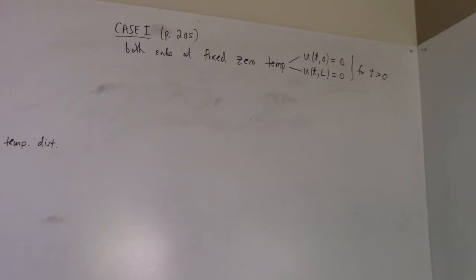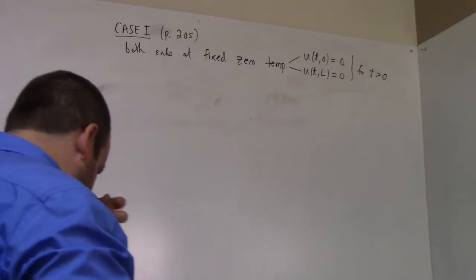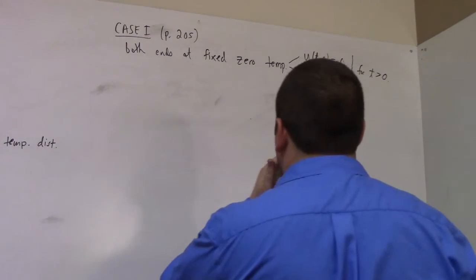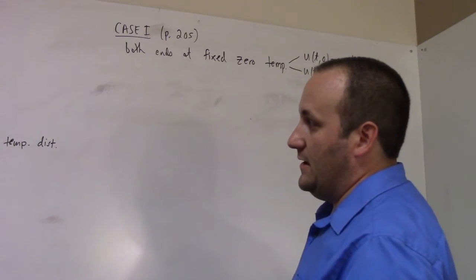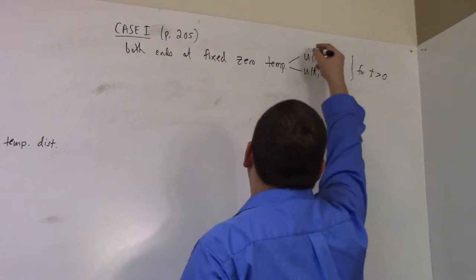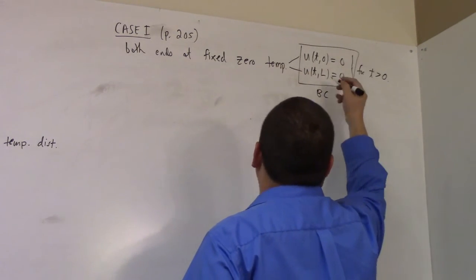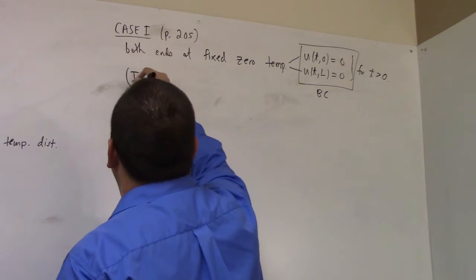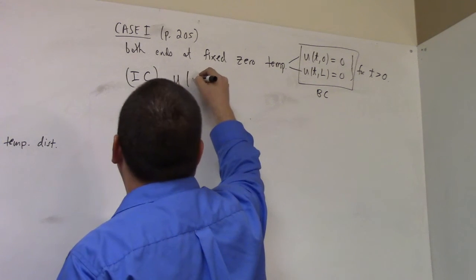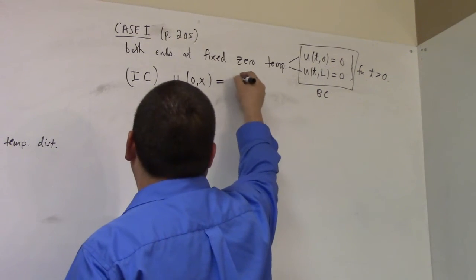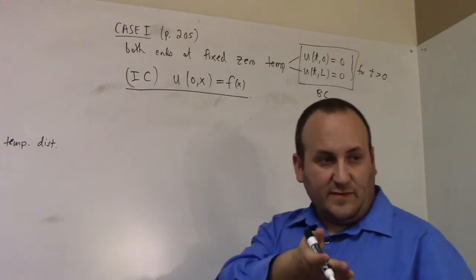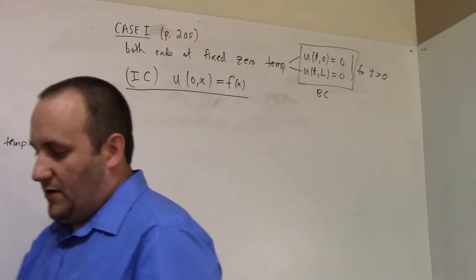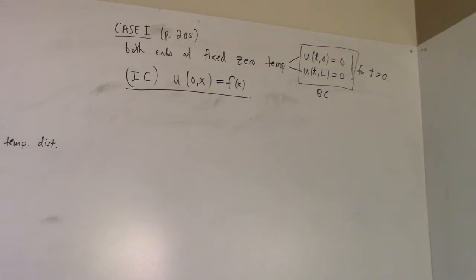All right. So we have a couple different things going on now. We have these boundary conditions, but we also have an initial condition. What's our initial condition? The initial condition in this case is u of 0 comma x equals f of x, where f of x is some given but arbitrary temperature distribution. Eventually we'll solve this problem for specific choices of f of x, not too long from now.